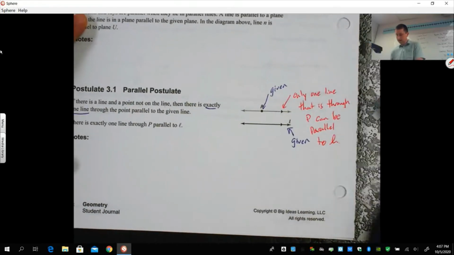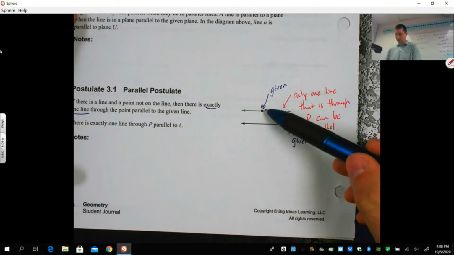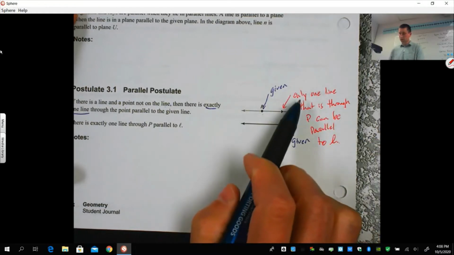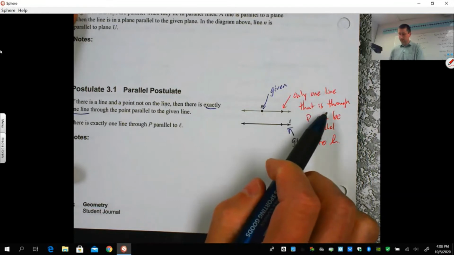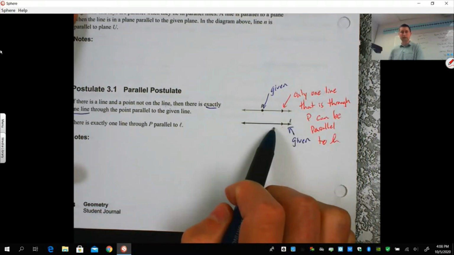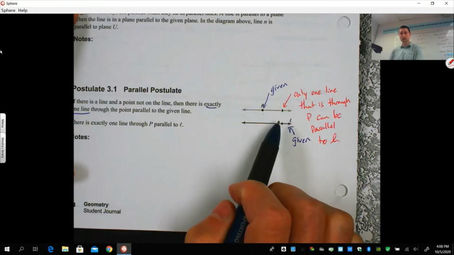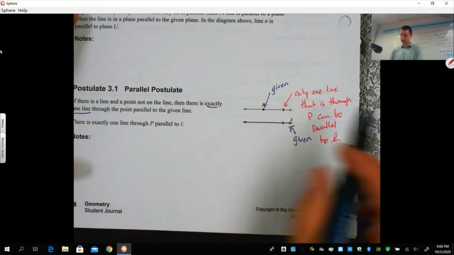Let me scoot it over. There you go. Okay. So if you're given the point and you're given a line, only one line that is through this point can be parallel to this. You can't draw another line that will be parallel to this. All other lines will be intersecting, or they could be skewed.